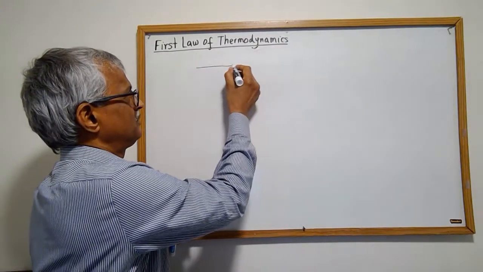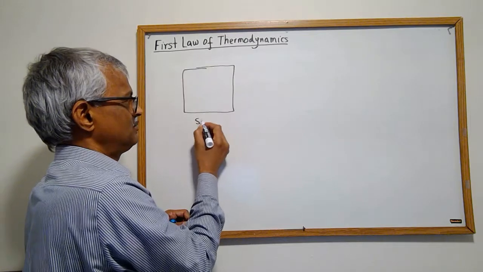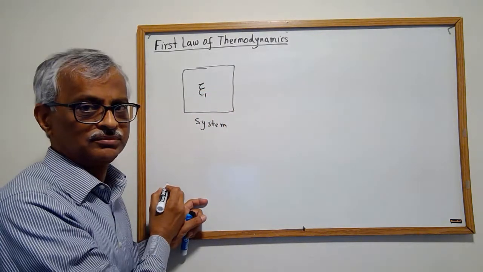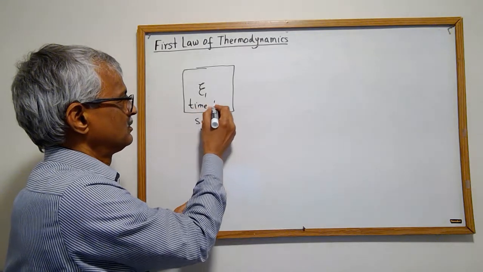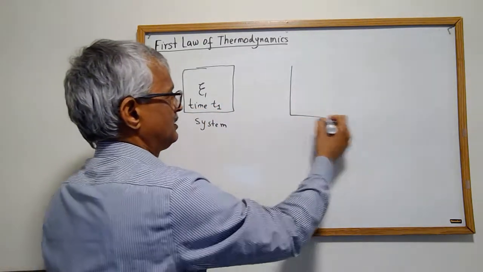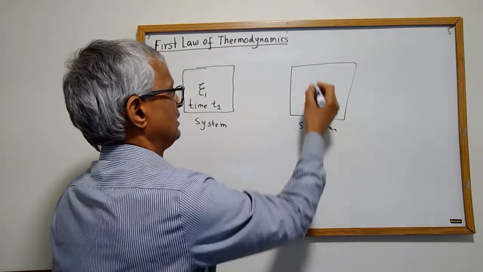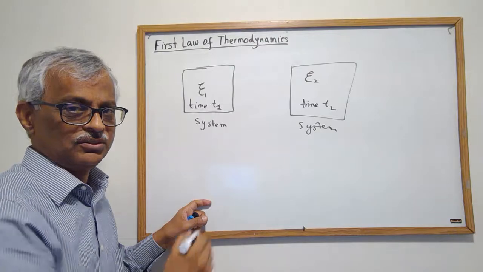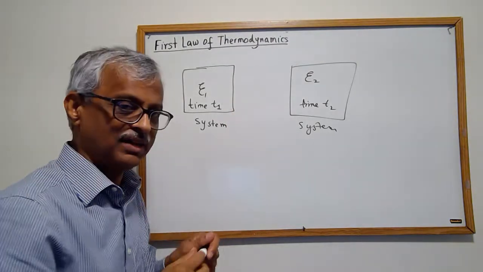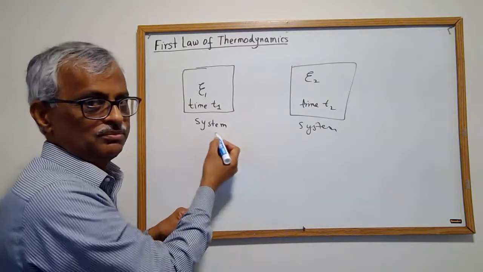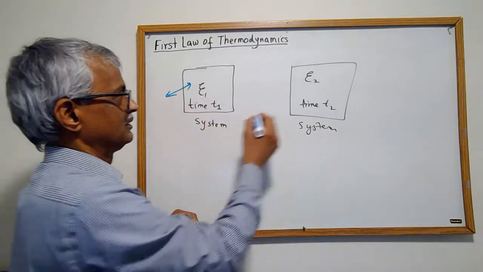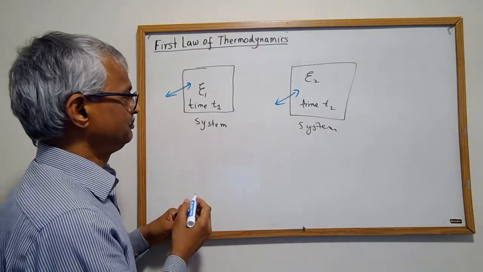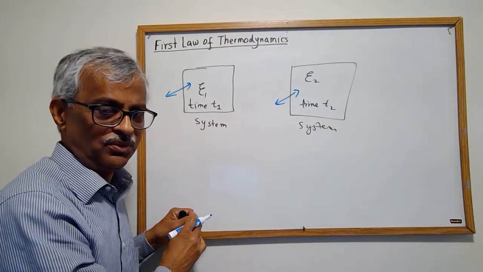Okay, so I have a system, and it has some energy E1 at time T1, and at some other time I look at the system, it has E2 at time T2. And so it has interacted with the outside world. This system can interact with the outside world, so we'll just draw it like that. That means energy can flow. So we want to know how the energy flows.